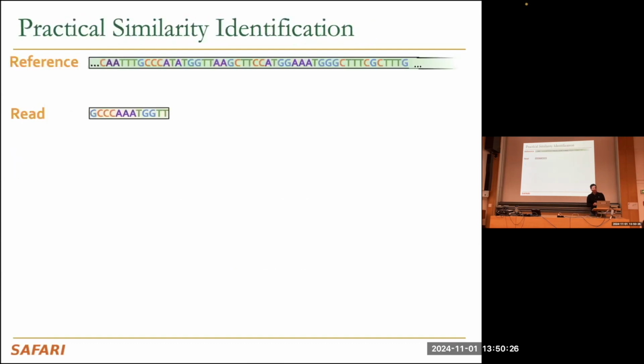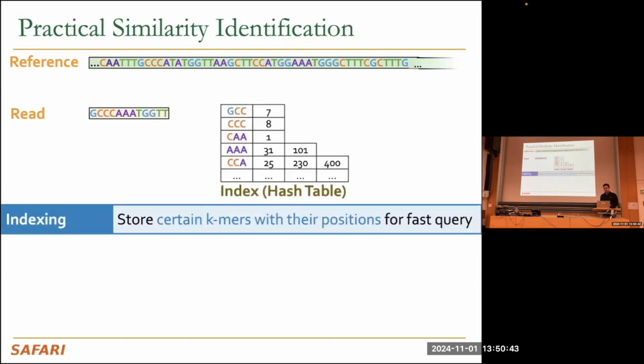So somehow we need to reduce this complexity, and we do it by relying on some heuristics and also data structures to perform this similarity identification in a practical way. So imagine we have this reference genome. This can be huge, maybe 3 billion characters, and then you have your read. What we initially do is store certain subsequences from the reference genome inside a data structure that we call a hash table, or refer to as an index, where when you see a certain subsequence, you store it as a key in the hash table, and then you store its position as a value.